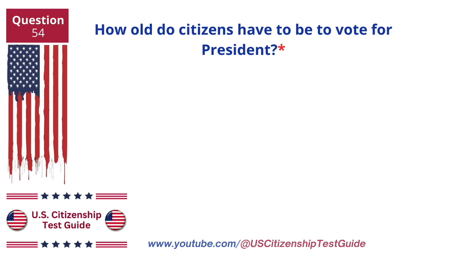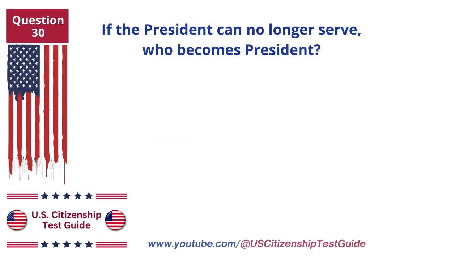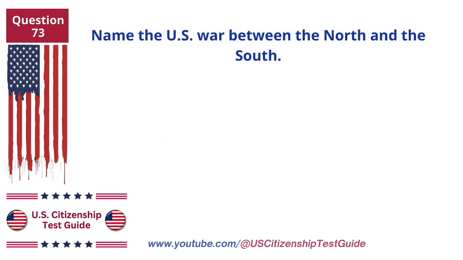How old do citizens have to be to vote for president? 18 and older. If the president can no longer serve, who becomes president? The vice president. Name the U.S. war between the North and the South. The Civil War.